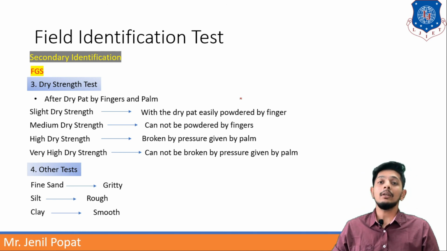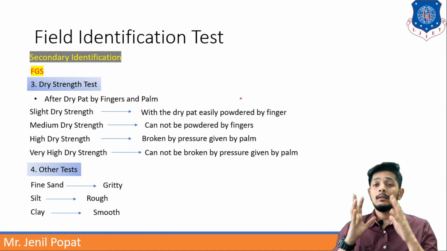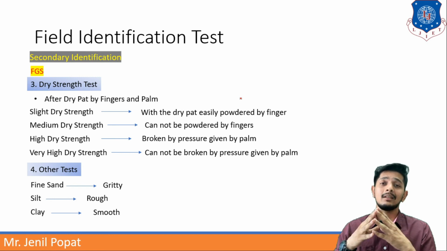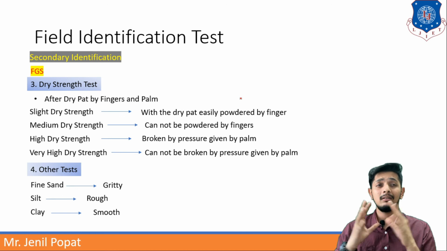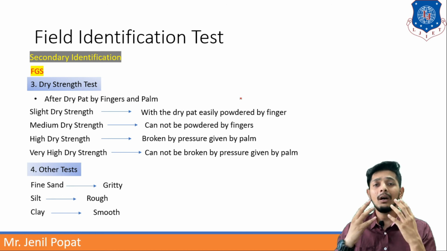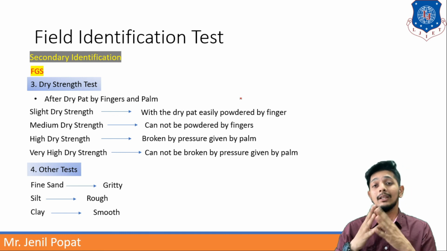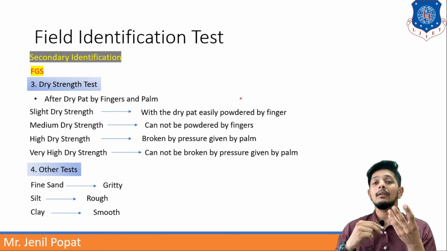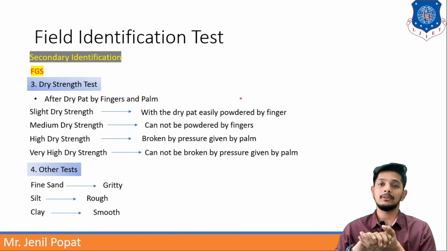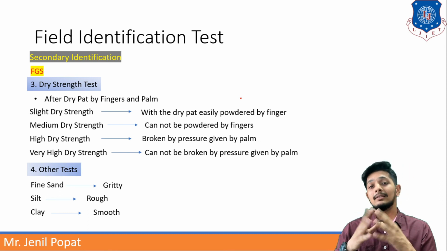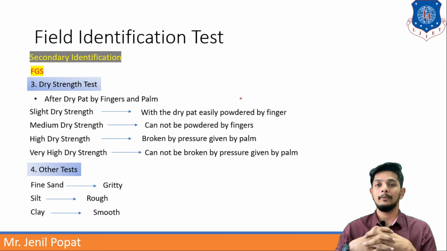So field identification tests are performed like this. Believe me, these tests are very essential for engineers, because these tests are performed by laymen, unstudied or unlearned people, who also know these techniques. Sometimes it happens that contractors will feel the soil and tell the properties of that soil, but engineers will fail to do that. So you need to understand and remember field identification tests, as they are very important and useful in the field.